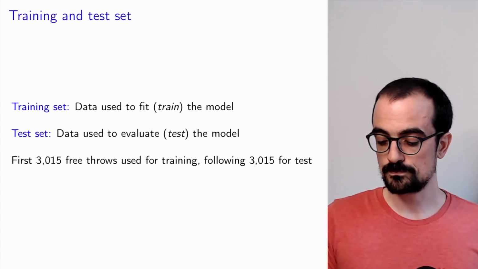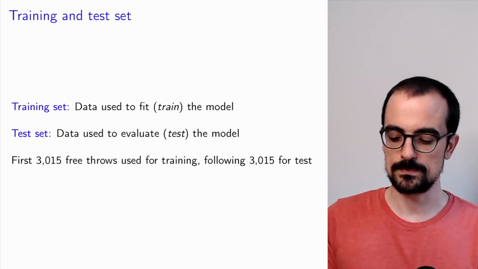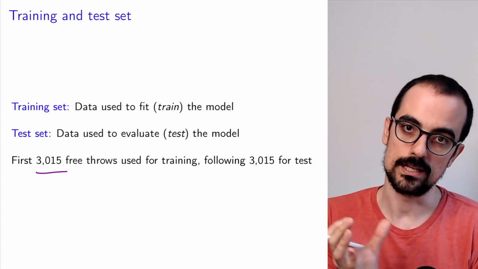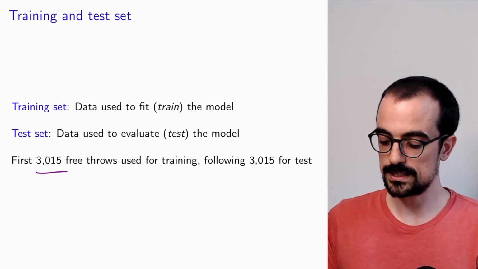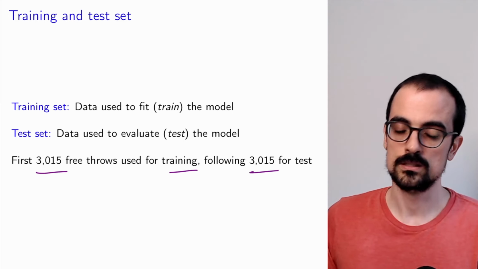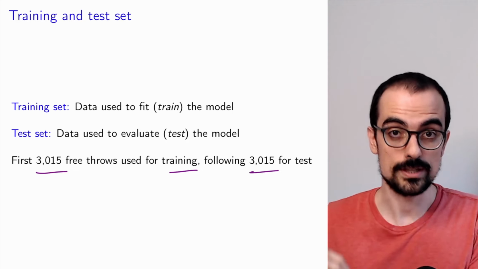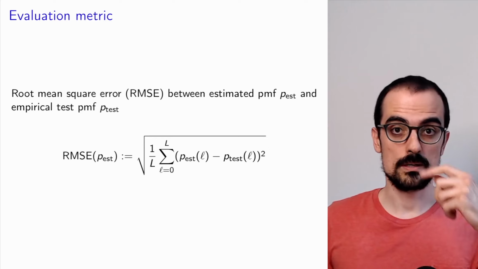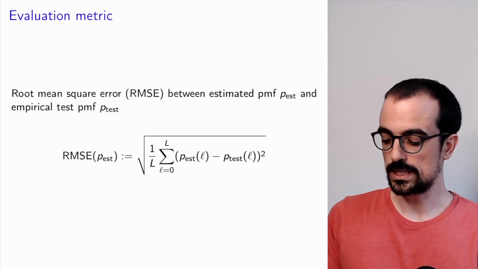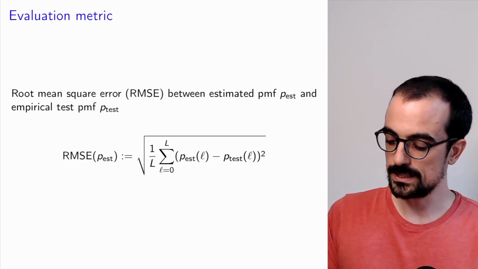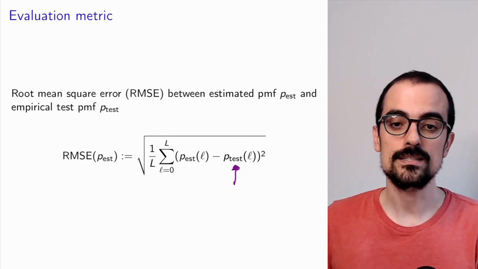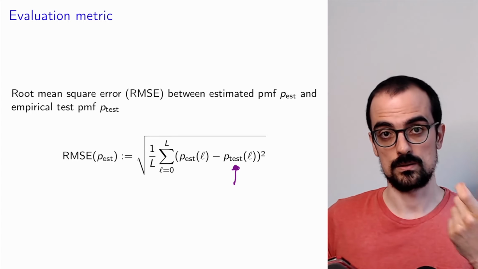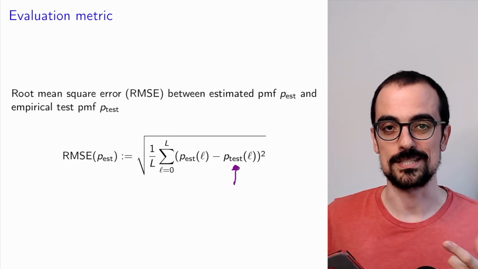Just as an example, I gathered 3,000 free throws, the first 3,000 free throws in Durant's career as a training set, and then the following 3,000 free throws as a test set. So there we're going to see how good our models are. We're going to be quantitative about this. We're going to take a look at the probability that we observe in the test. So this is going to be the empirical PMF, but of the test data, because that's a reasonable thing to try to estimate, right?